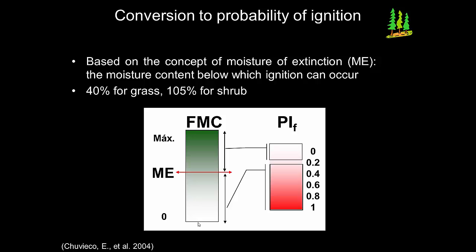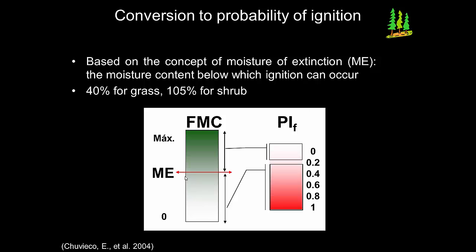So once you have these variables, obviously to be integrated in a single fire risk, you need to unify the units. So, for example, fuel moisture content is in percentage of humidity, or water content per dry mass. But if you want to convert it into probability of ignition, you need to have a physical property that allows you to do this. And this is principally done using the concept of moisture of extinction.